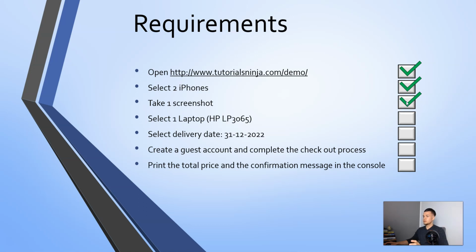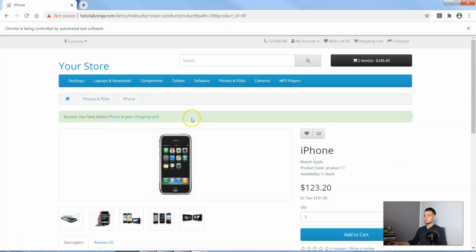So I think we are good to go right now. And in the next step, we need to select 1 laptop. We also want to select a specific delivery date for our laptop. In this example, it will be the 31st of December 2022. Let's see how we can manage it.